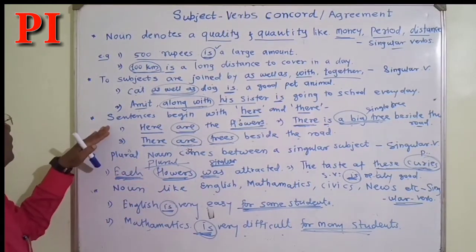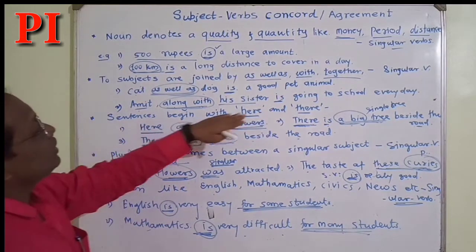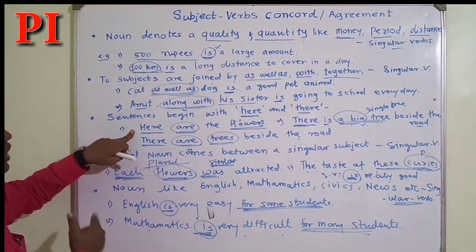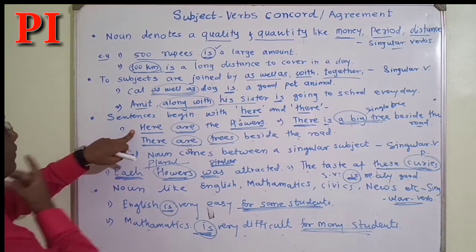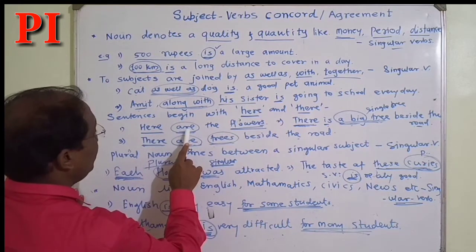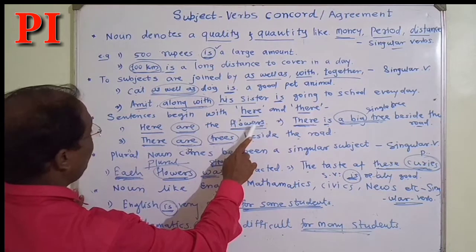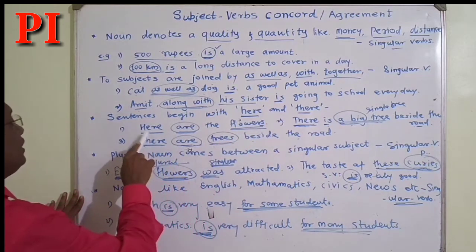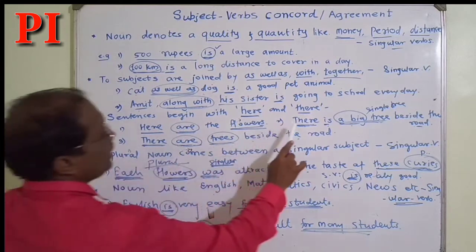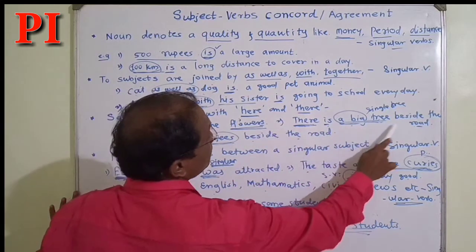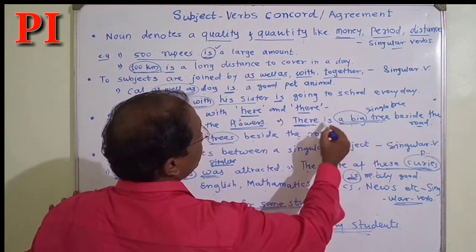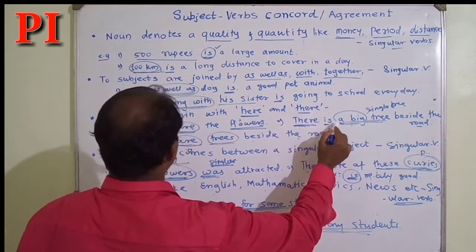Then the third rule: sentences that begin with "here" and "there". At that time we use "is" and "are" according to the noun. "Here are the flowers." "Are" is plural and "flowers" is also plural, because the sentence structure begins with "here". Then the second sentence: "There is a big tree beside the road." A big tree is singular, therefore we use "is", singular.